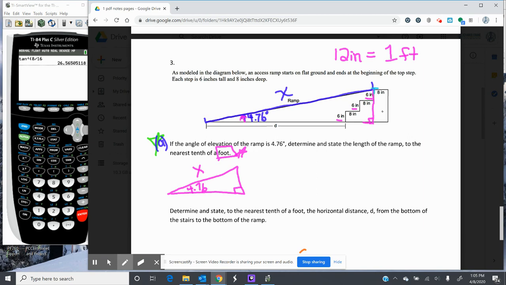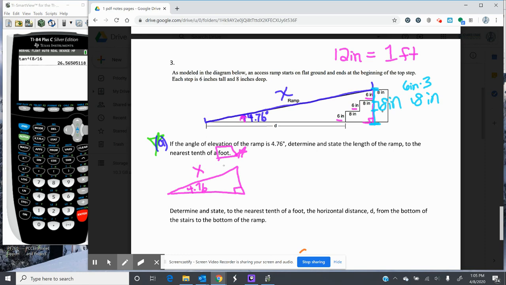A measure we do know is how far it is from the floor all the way up to the top step. So we have 6 inches from here to here, another 6 inches, another 6 inches. It's going to be 6 inches times 3 steps, which is 18 inches tall.